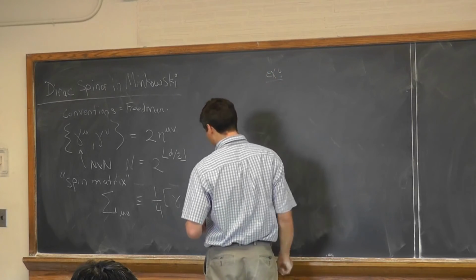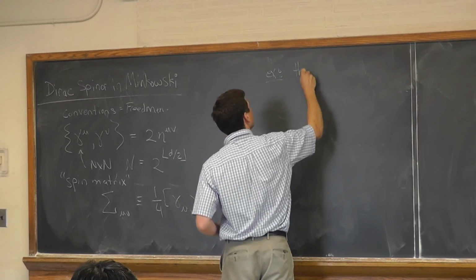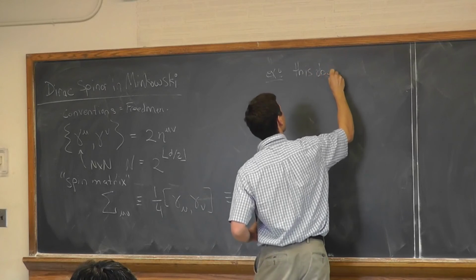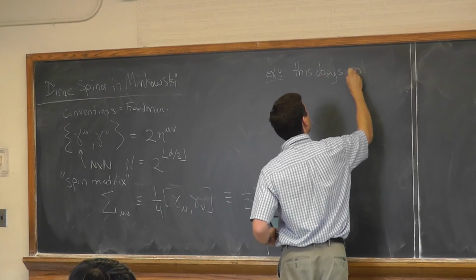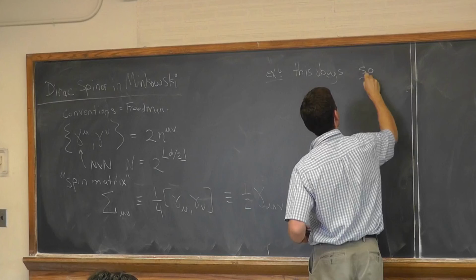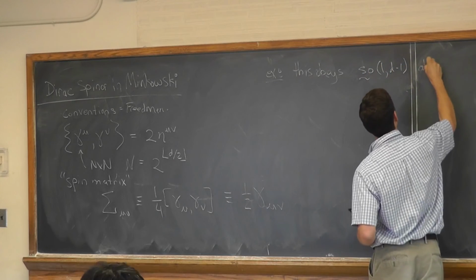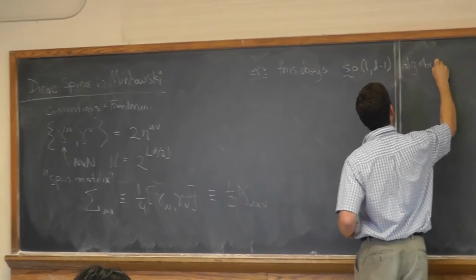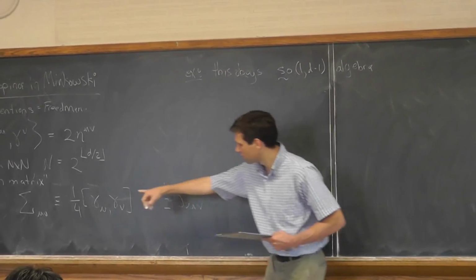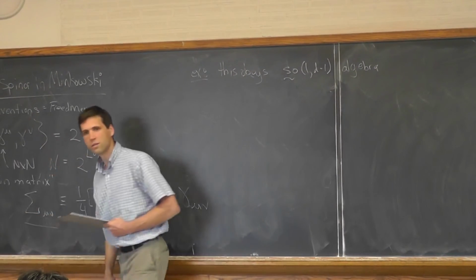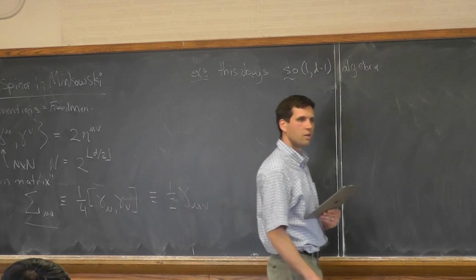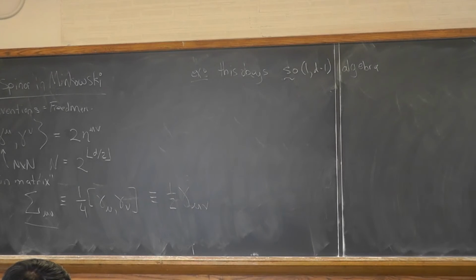You can check, I'll call it an exercise, that this obeys the SO(1, D minus 1) algebra. That is, this spin matrix sigma obeys the algebra I wrote a few boards ago with all the M's in it.